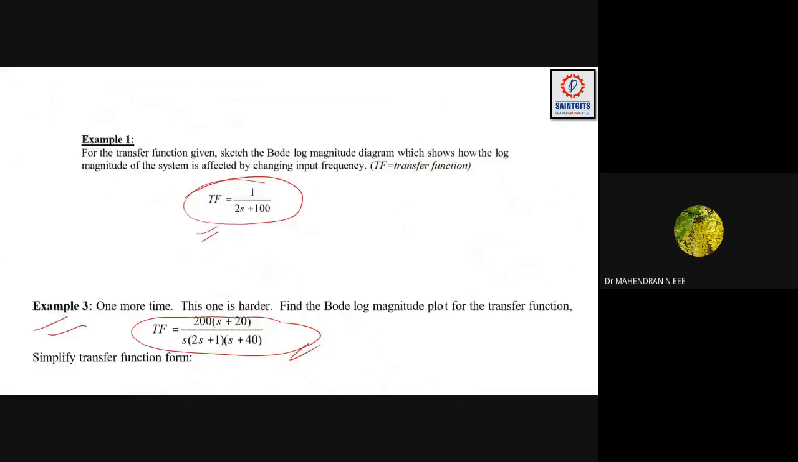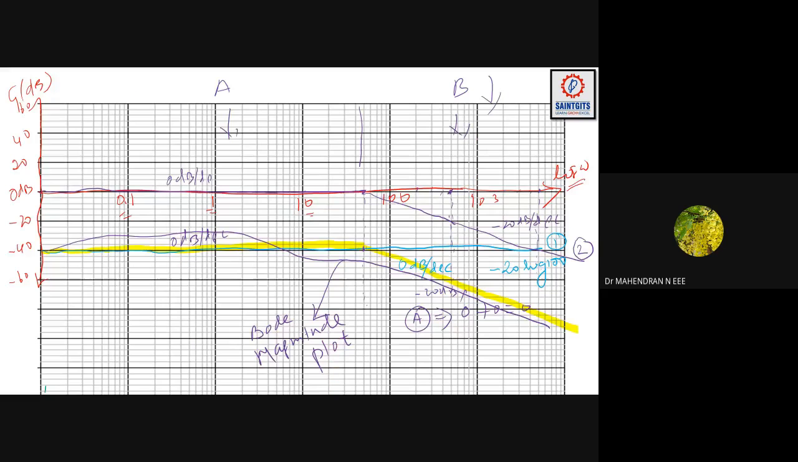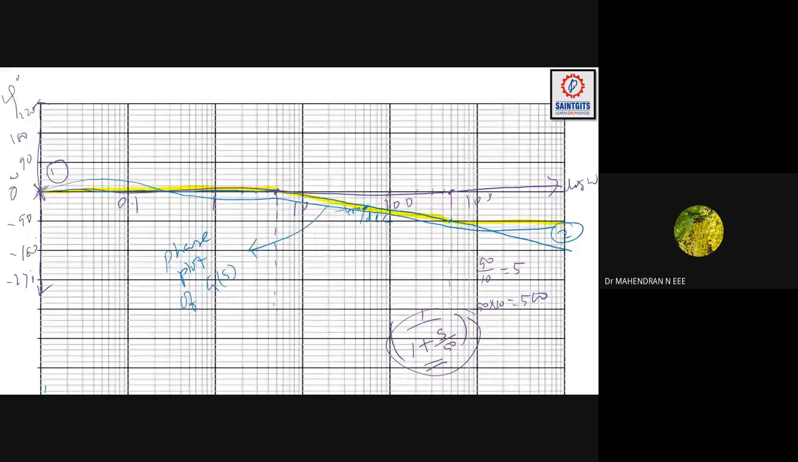We will move to the next problem. So what is our next problem? Find the Bode log magnitude plot for the given transfer function. The transfer function is 200 into (s plus 20) divided by s into (2s plus 1) into (s plus 40). Most probably you may get problems with more poles and zeros, so do more practice in this. This is your second problem of this class.